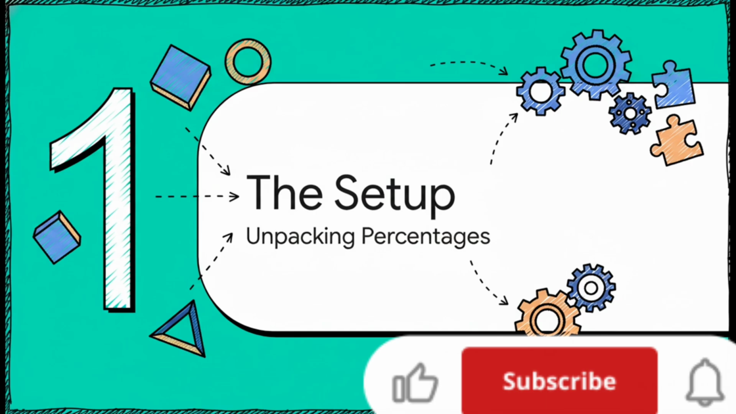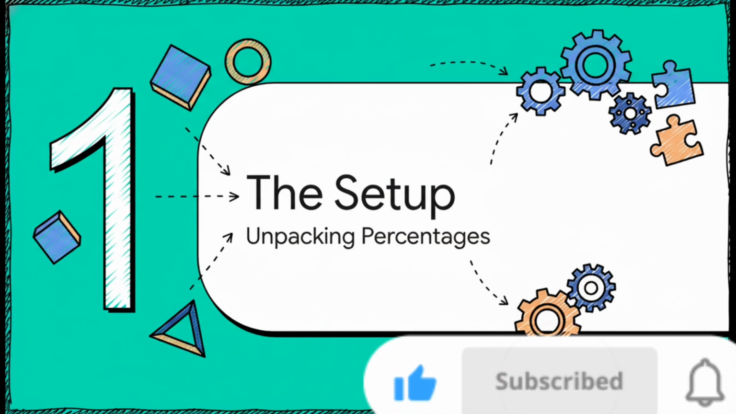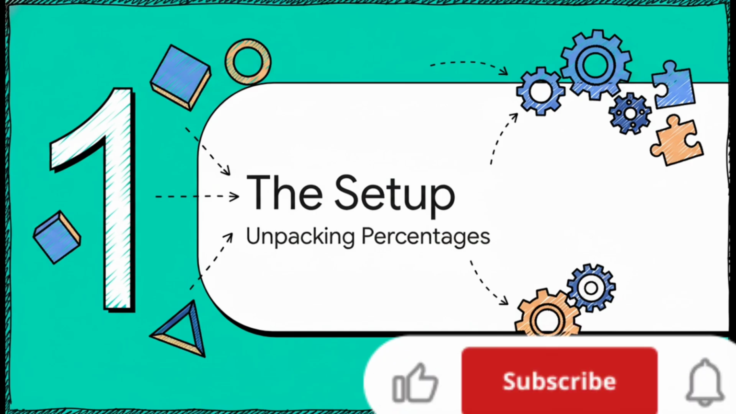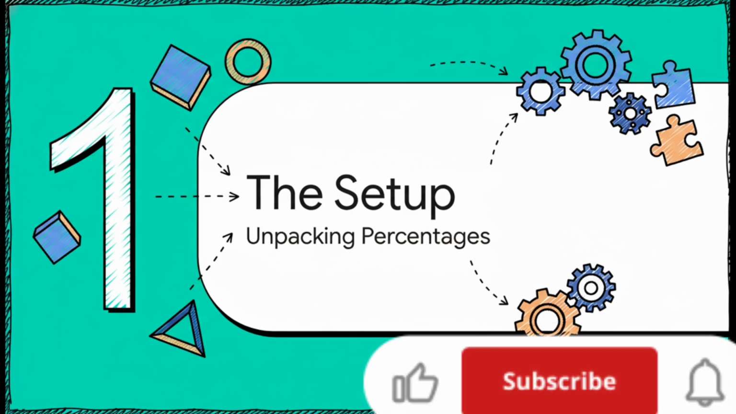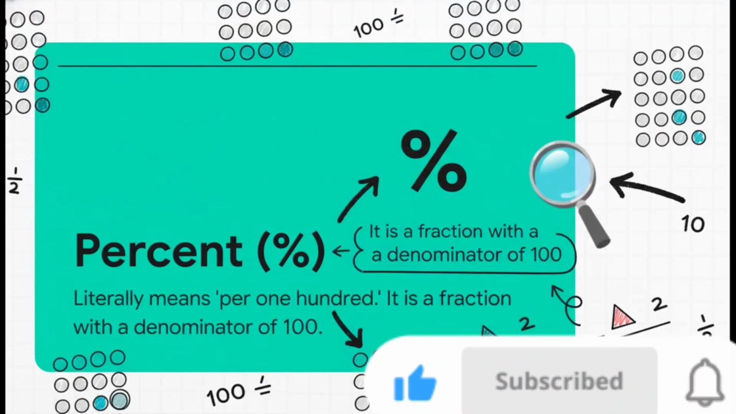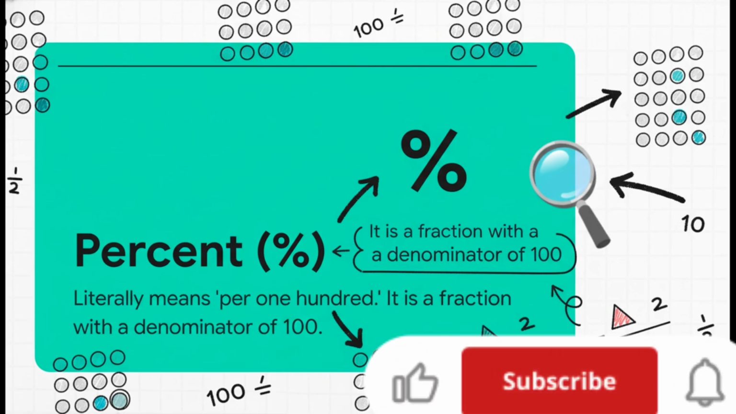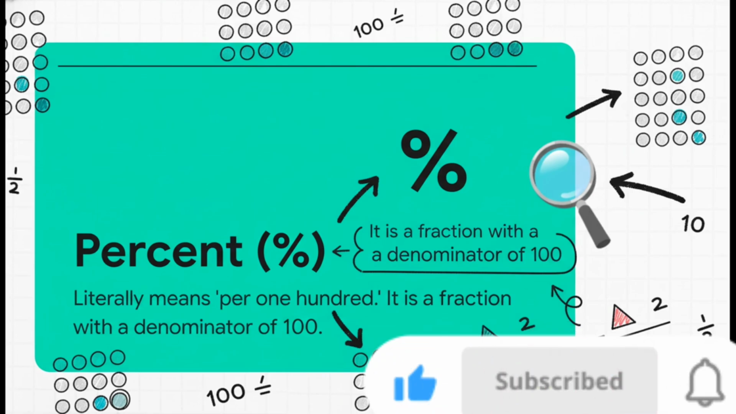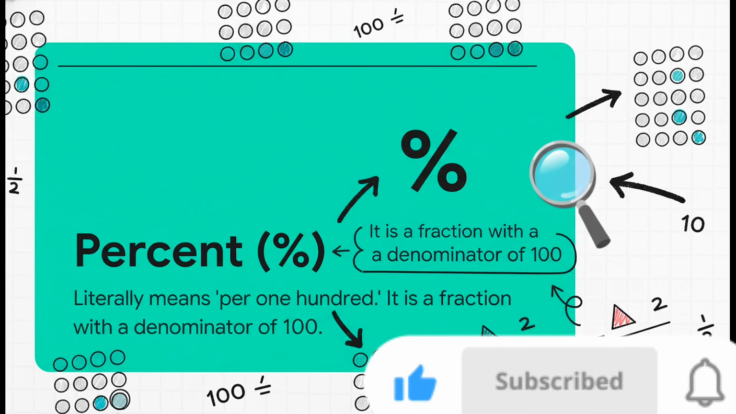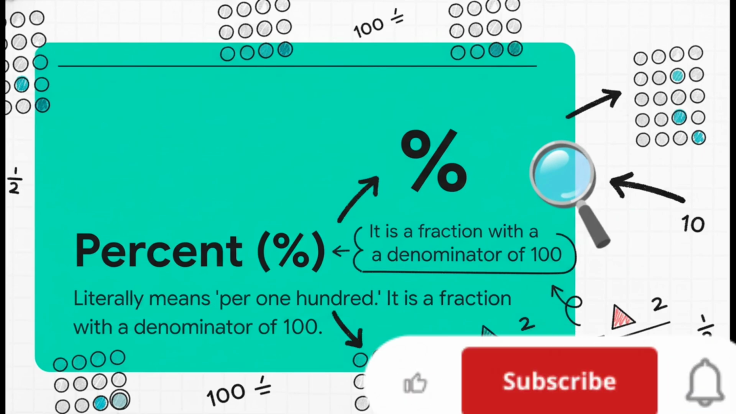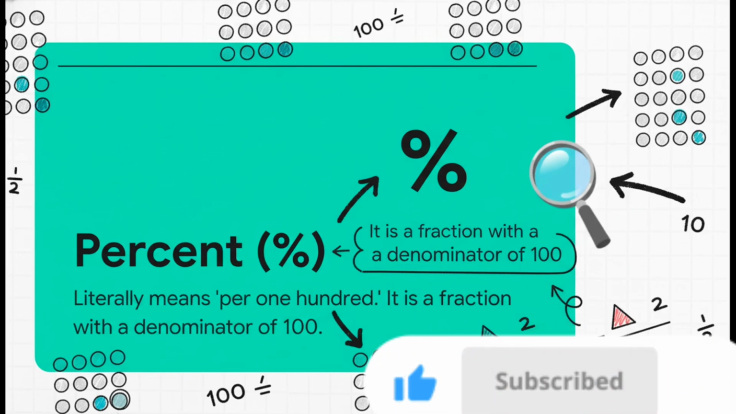Okay, first things first, let's get our setup right. Before we even think about calculating, we need to be crystal clear on what all the words and symbols in this problem are actually telling us to do. The real key here is that word percent. It literally means per 100. So a great little mental trick is every time you see that percent sign, just think over 100. It's nothing fancy, it's just a special way of writing a fraction.